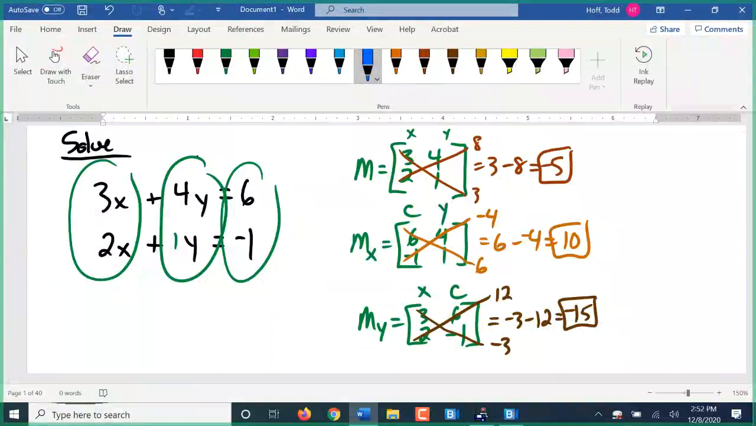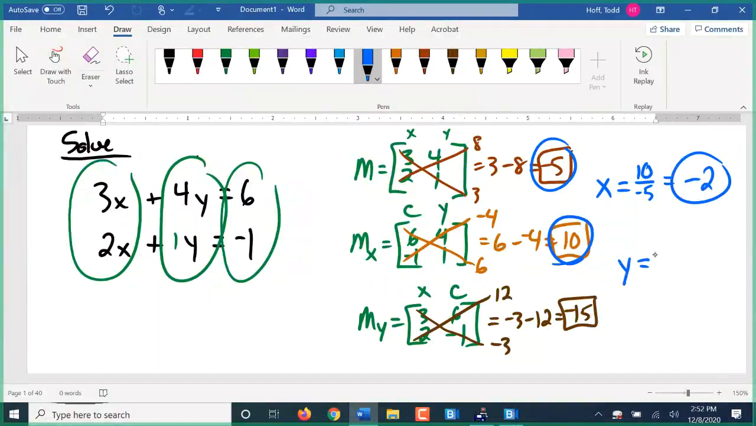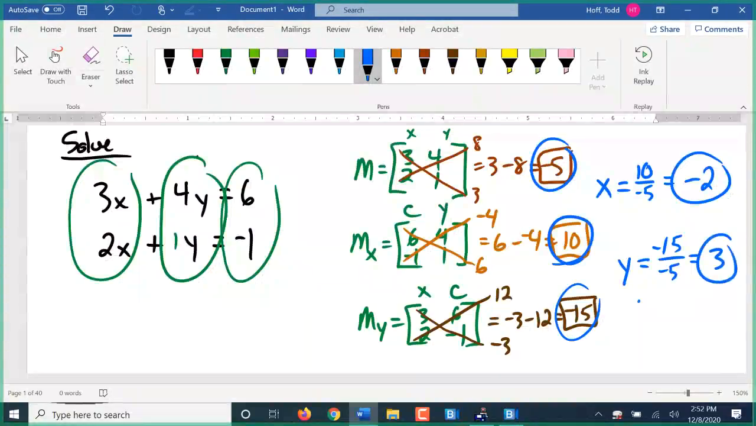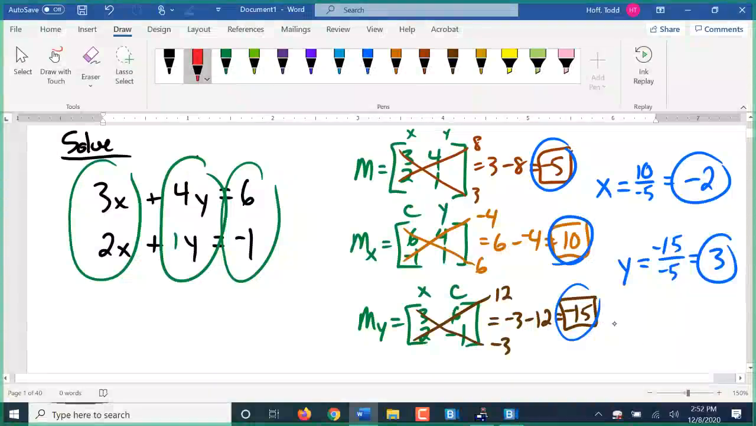So then, X is the determinant of the X matrix, 10, divided by the determinant of the base matrix, negative 5. That makes X negative 2. Y is the determinant of the Y matrix, negative 15, over the determinant of the base matrix, which is still negative 5. Negative 15 divided by negative 5 is a positive 3. So the solution here, x is negative 2 when y is 3.